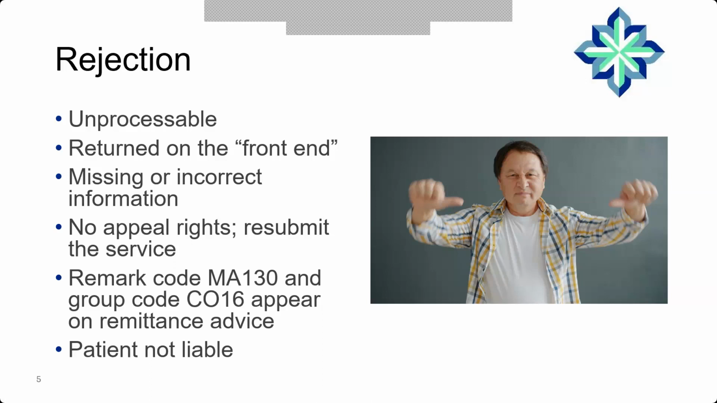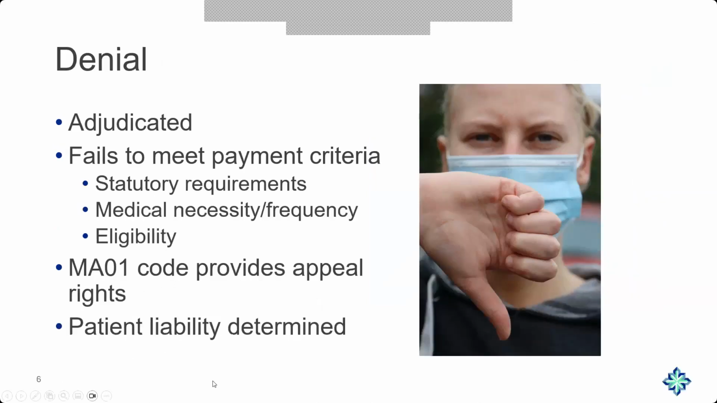It's simply rejected. Let's talk now about denials. A denied claim is adjudicated. Medicare denies claims for a number of reasons, some of which are listed here on this slide. There may be a law, or what we call a statutory requirement, that keeps us from making payment for a line item on a claim or for the claim.